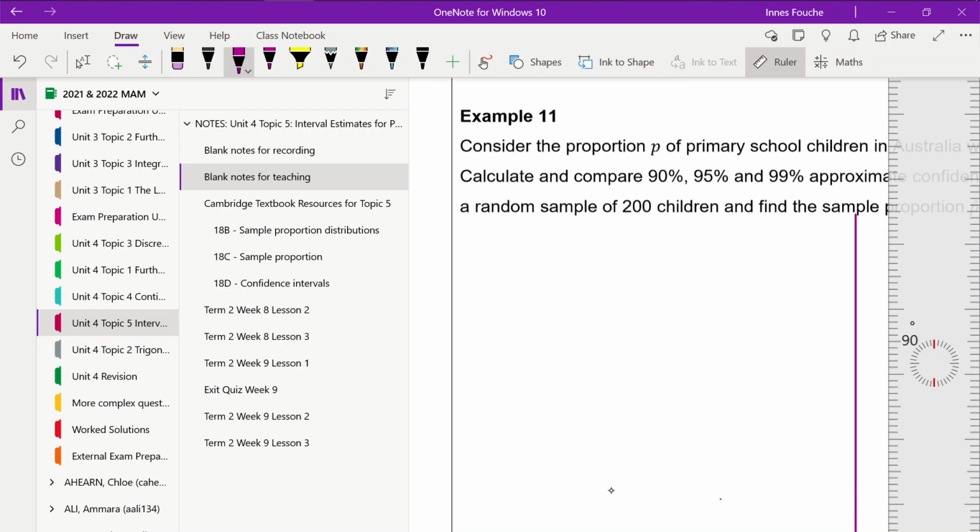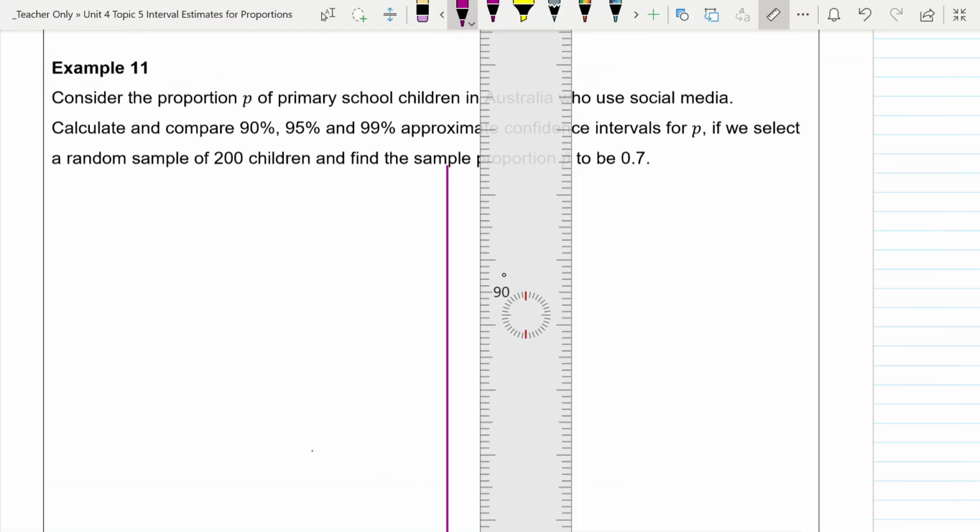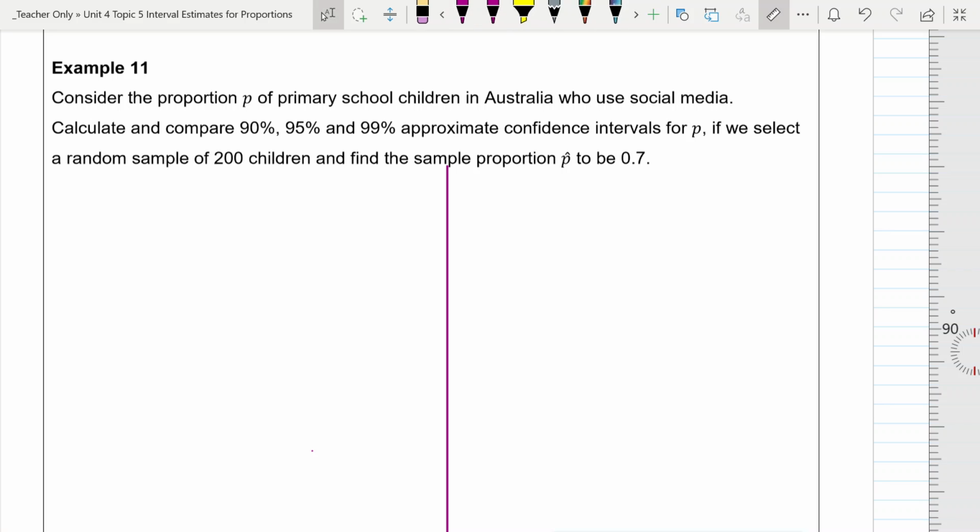Alright, our last example for today is going to look at what happens to the size of our interval as we have to increase our confidence level. So if we consider the proportion of primary school children in Australia who use social media, we want to calculate and compare the 90%, 95% and 99% approximate confidence intervals for p if we select a random sample of 200 children and find the sample proportion p hat to be 0.7.